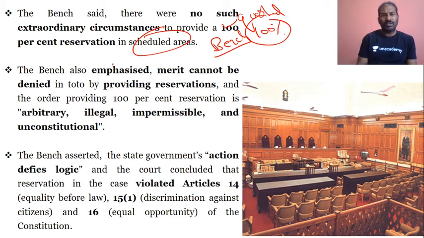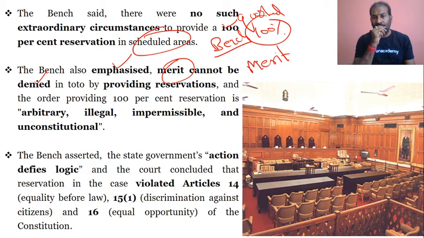Fine. And the bench also has emphasized that merit cannot be denied. This is again very important. The bench also emphasized that it is unfair and impermissible, and it is also saying that merit cannot be denied. So it is considering not only what is mentioned in the Fifth Schedule in regards to the scheduled areas, that it is adversely affecting the scheduled castes, scheduled tribes and other backward communities, but it is also mentioning merit.